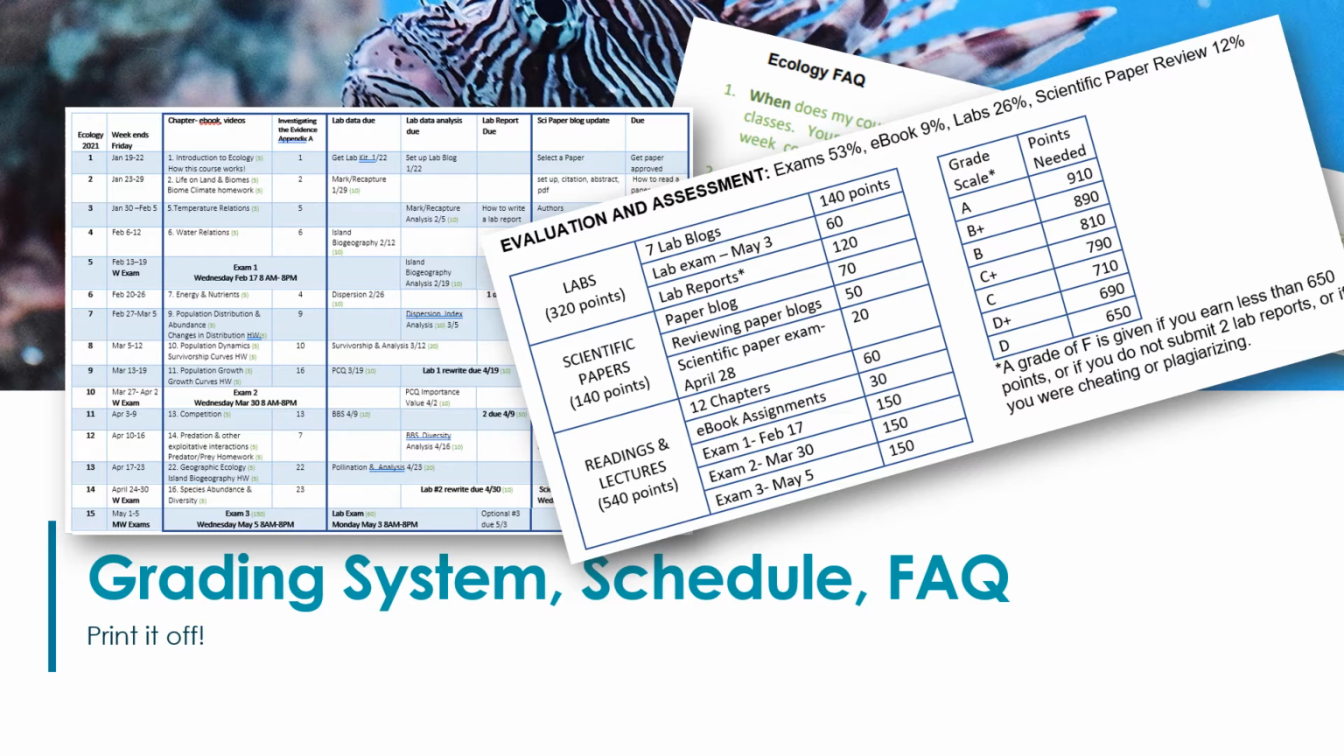You're going to need at least 650 points in order to get a D. But there are a couple of other ways of failing the class other than not getting the 650 points. You may have got enough points, but if you don't submit your lab reports, you will fail the class. And if you are caught cheating or plagiarizing, you end up failing the class.